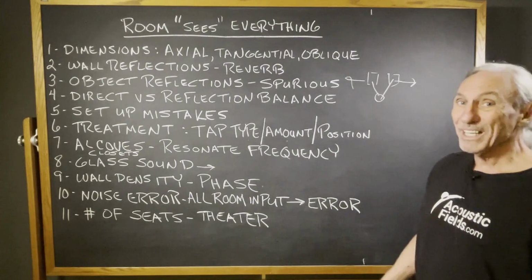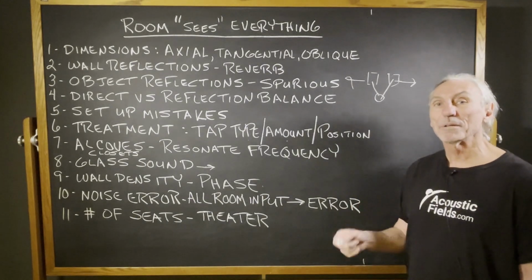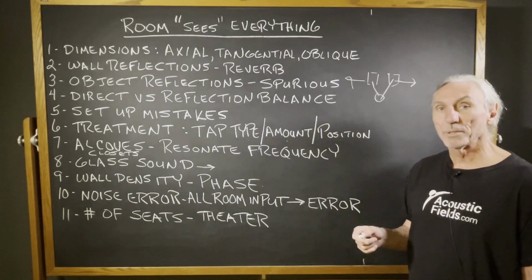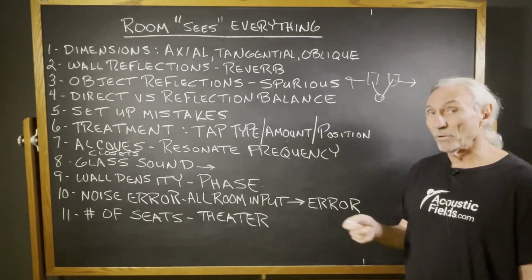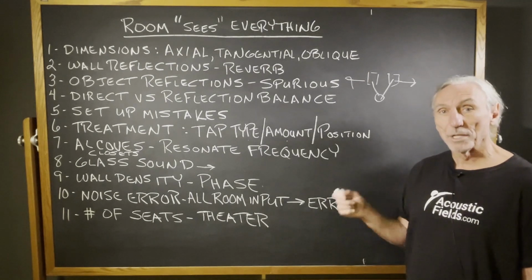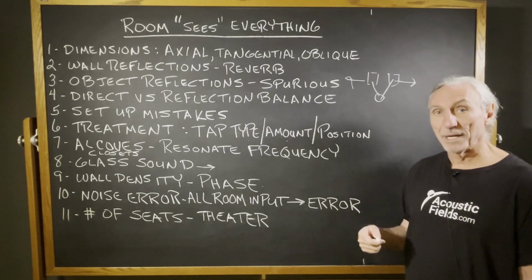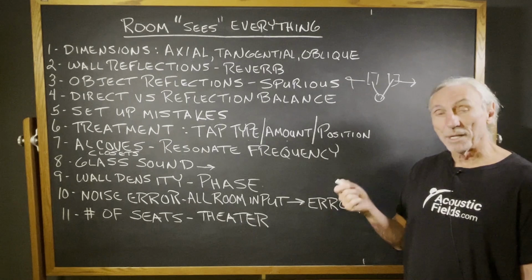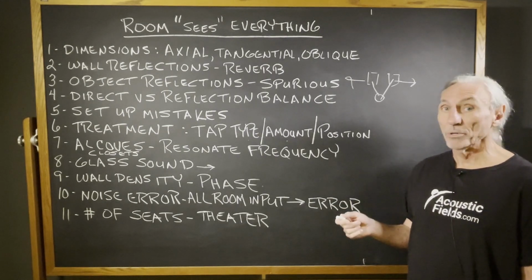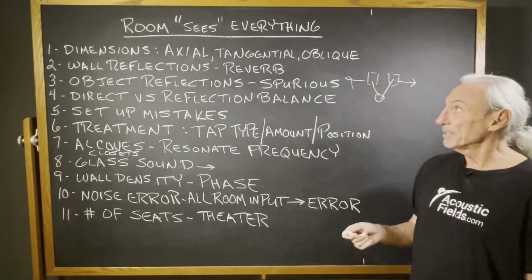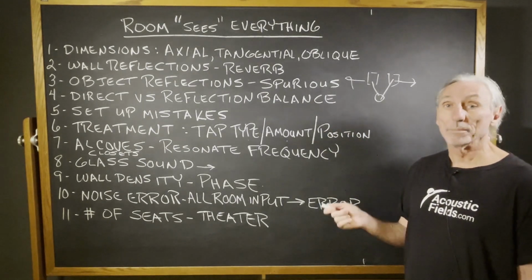So the room does see everything. That's why we have to be very, very critical. When we build new rooms, we have a checklist now. It's over 200 different items that over all of these 40 plus years, we've learned have to be done correctly. Why? Because they weren't done correctly and we heard them. That's the whole goal. The room sees everything. It should probably be the room hears everything.